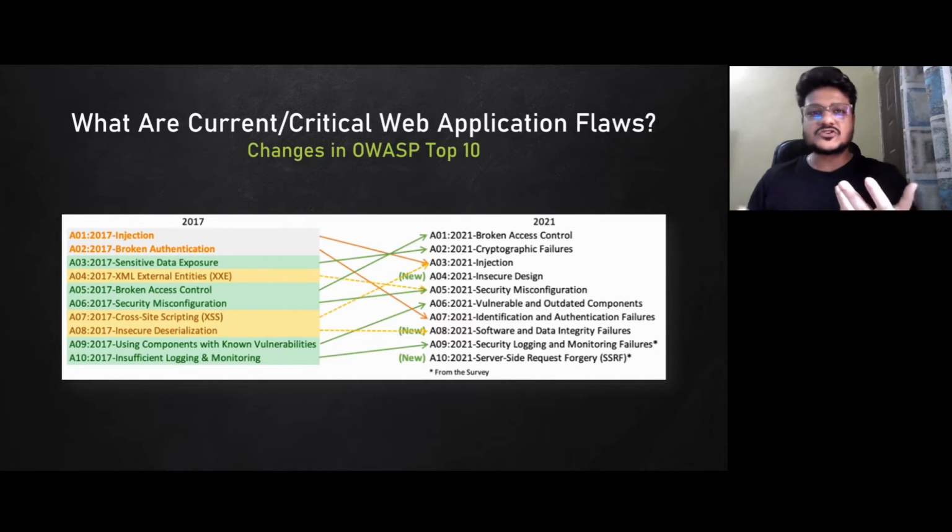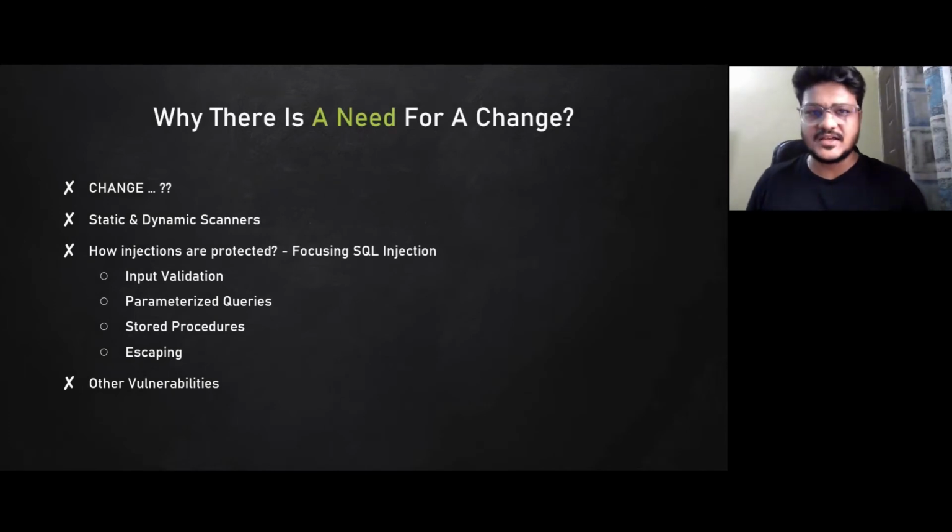Why is that so? We saw that broken authentication was on A2, but it moved to A1, because nowadays everything can be patched and secured with the help of frameworks, plugins, scripts, and other things. So what are we still missing, or what is still left, is what we are going to talk about in today's talk. This is just a brief list of the changes between 2017 and 2021. Now if we move further, why is there a need for a change?